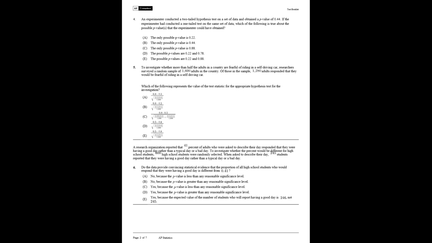Question 4. An experimenter conducted a two-tailed hypothesis test on a set of data and obtained a p-value of 0.44. The experimenter had conducted a one-tailed test on the same data. Which of the following is true about the possible p-values the experimenter could have had? Now this one's a little bit weird. You might think if they were doing a one-sided, it automatically goes down to 0.22, and that does make some sense, but we got 3 of them with that.